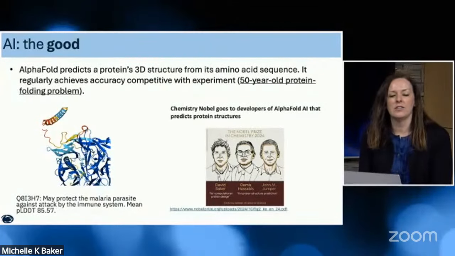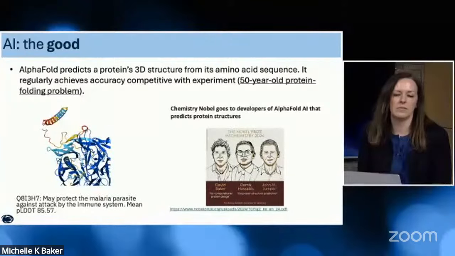So there's a lot of good with AI. So there's a lot of hope that this is going to be a technology that improves our lives. And that's probably why you tuned in to this webinar, because you're hoping it's going to, in fact, make your lives a little bit more efficient, or maybe you're just curious.